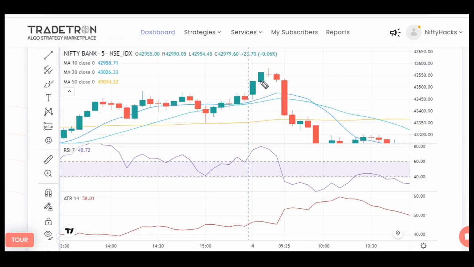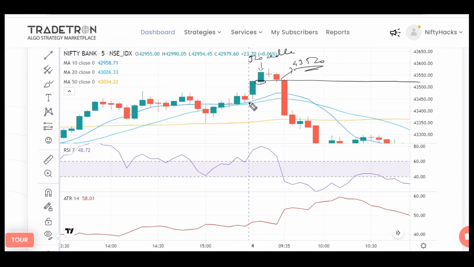At 9:20, the current Bank Nifty value is around this level, between 43,500 and 43,550. As you can see, as soon as the 9:20 candle opened around this level, let me mark it. The open was around 43,520, so let me mark that also: 43,520, the opening of this 9:20 candle. This is the 9:20 candle.